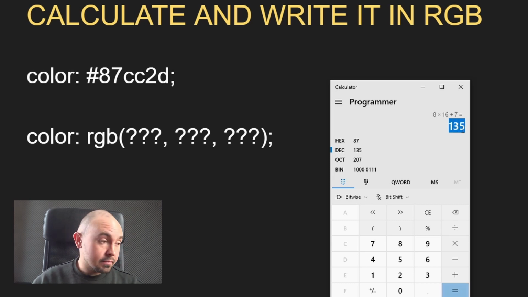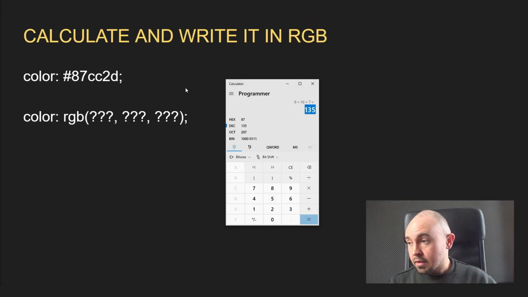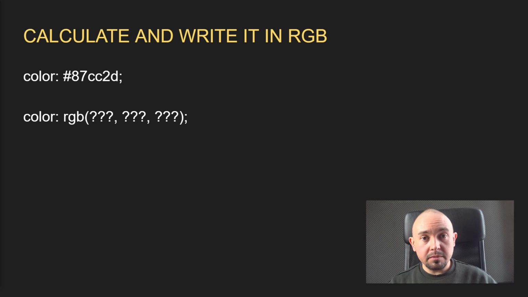So our second color, which is double C, would be the first C times 16 plus the second C, where we have to decipher the C letter first. And our third color, which is 2D, would be 2 times 16 plus D. So pause the video now, try to do it yourself, and I'll be back in a moment with the answer.